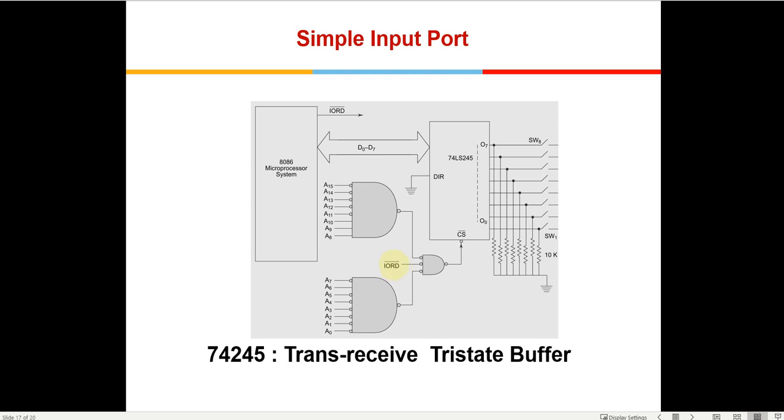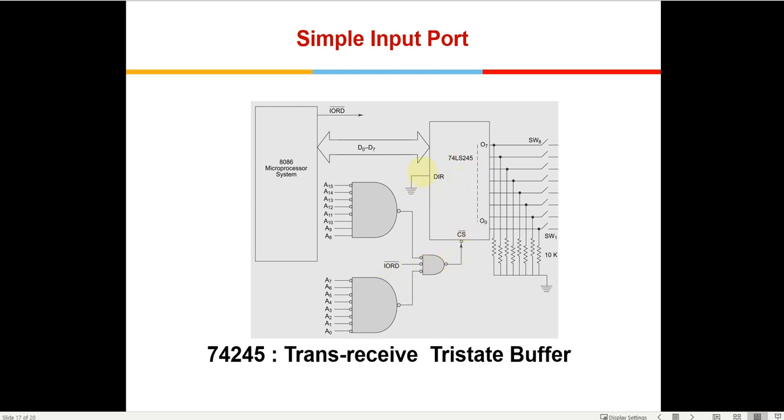This input output read bar signal again needs to be generated from the outputs available on the two pins, memory strobe input output and the read signal. Those two signals can be combined and we can generate this input output read bar signal. This we studied in the memory input output class, right? How to generate these signals. This signal also will be used to activate this buffer.